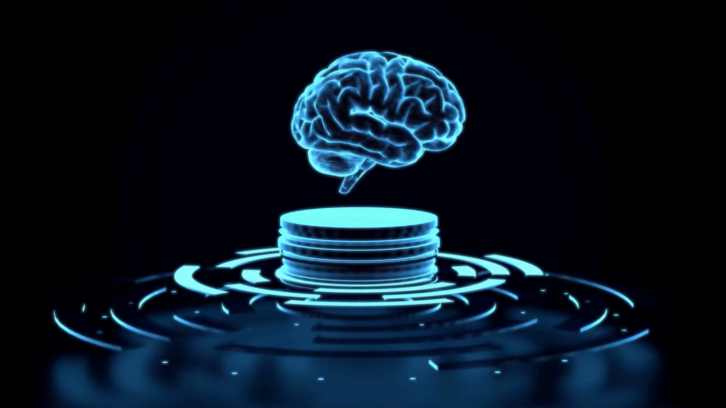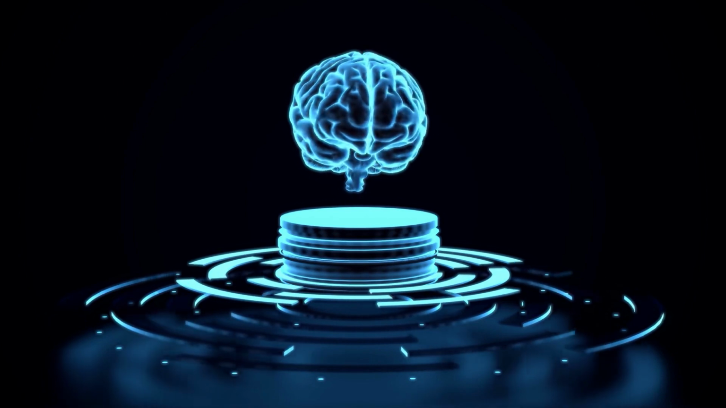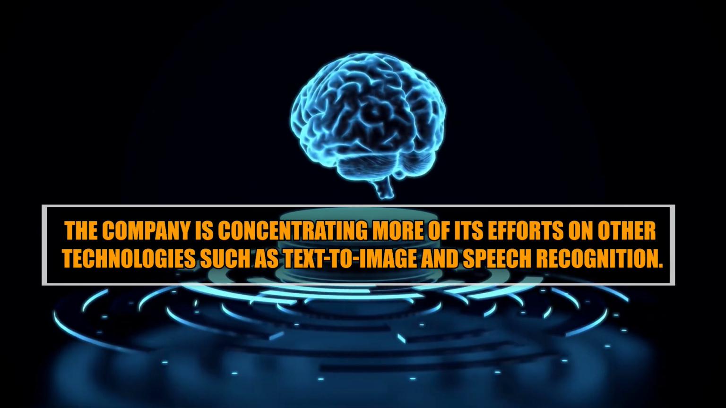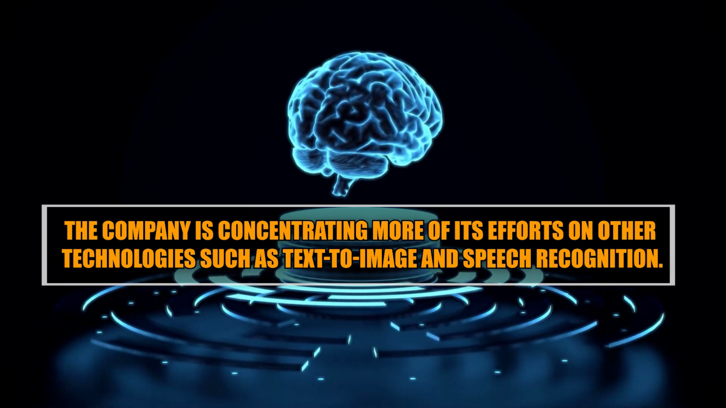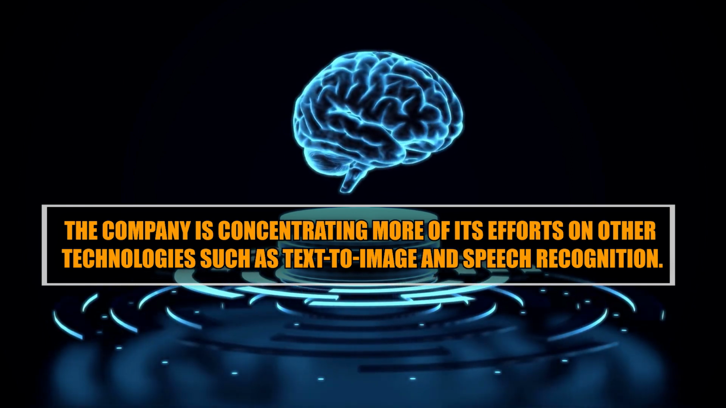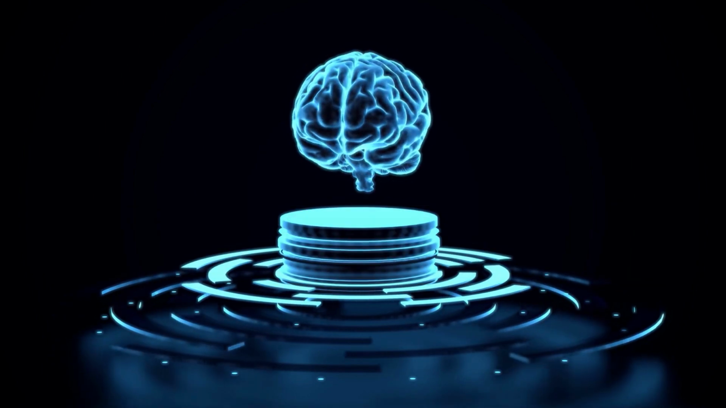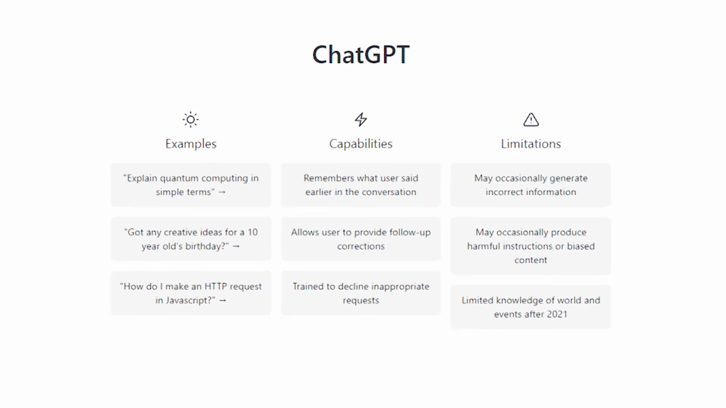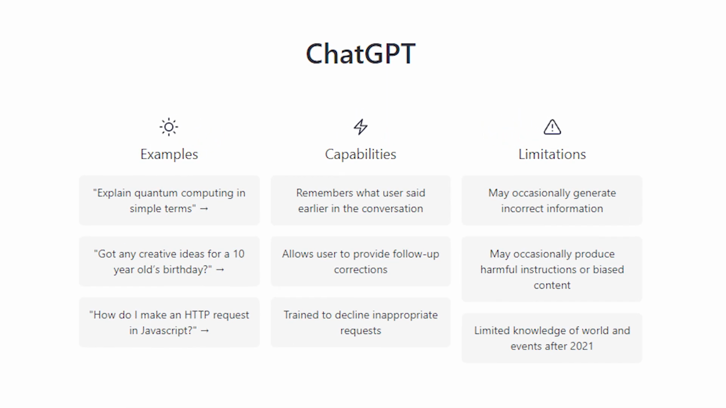The date of the release of ChatGPT-4 has not been confirmed, and we can surmise that the company is concentrating more of its efforts on other technologies such as text-to-image and speech recognition. Therefore, you might see it in the following year or the following month. We cannot say for certain. What we can be certain of is that the problem that was present in the previous version will be fixed in the next version, which will also produce improved results.